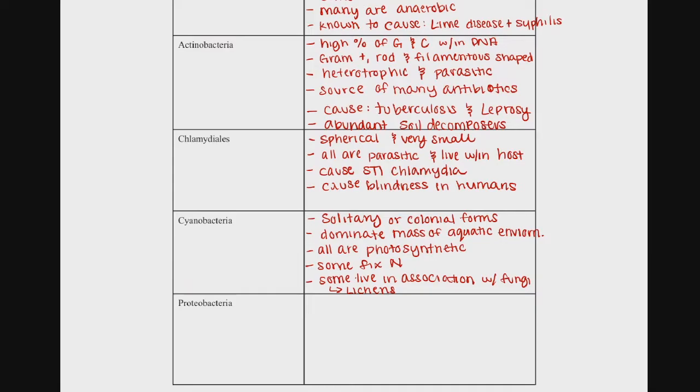Alright, so the last type that we're going to be talking about are called Proteobacteria. And this guy has 5 major subgroups. They could have a rod shape, be a sphere shape, or have a spiral shape. They have a wide metabolic diversity.